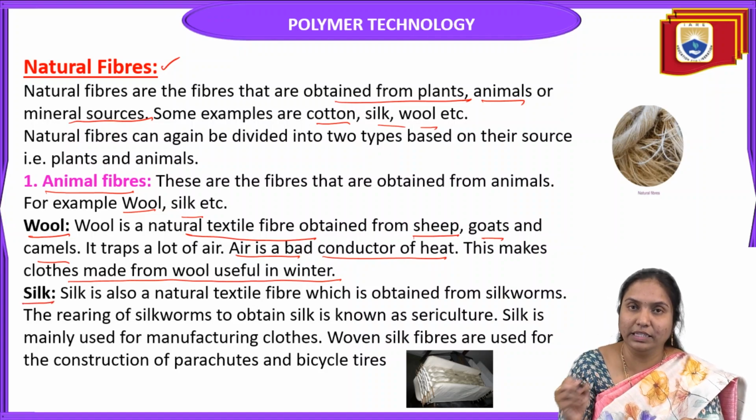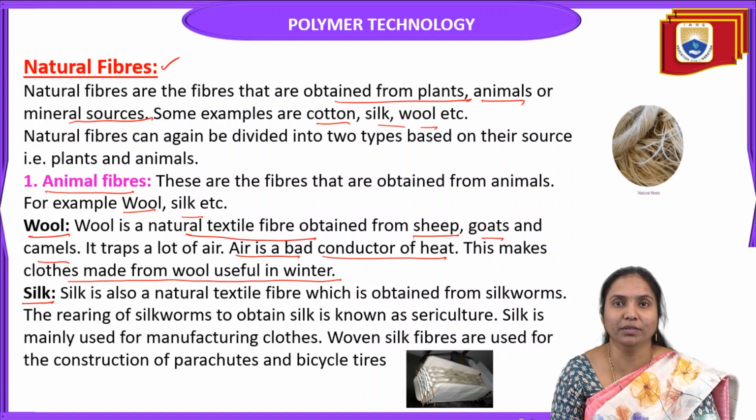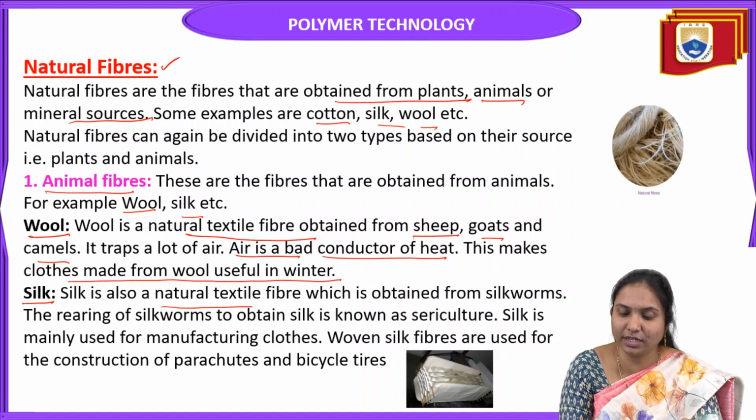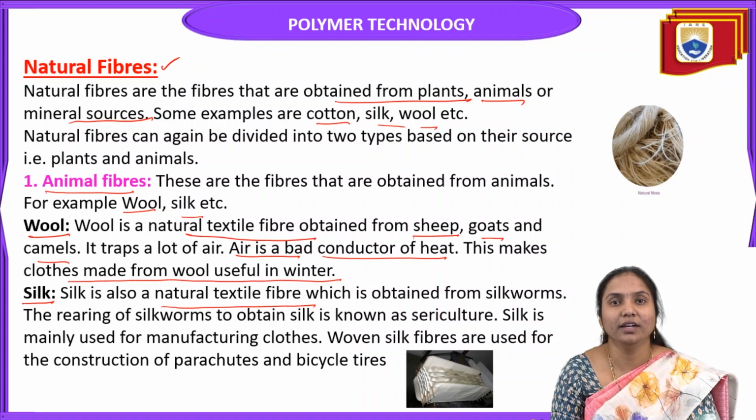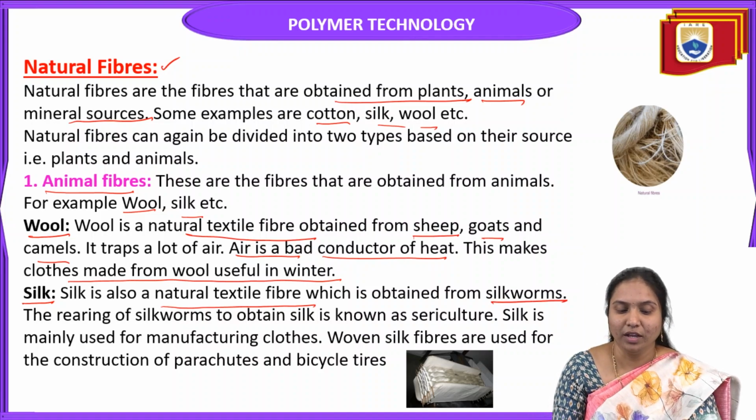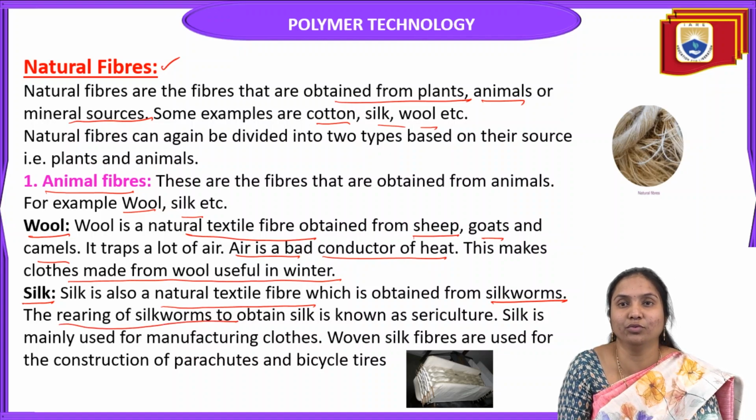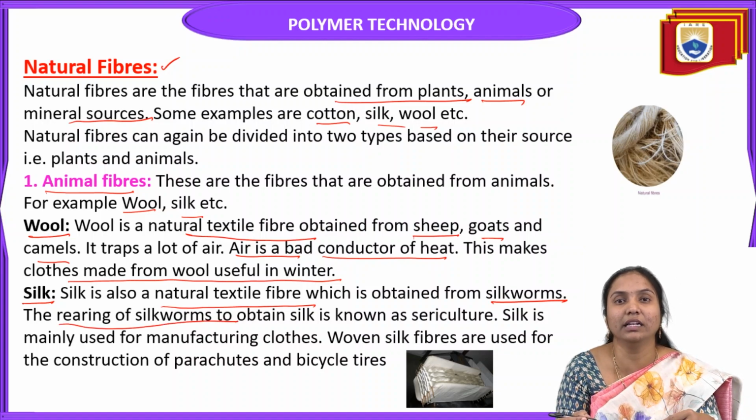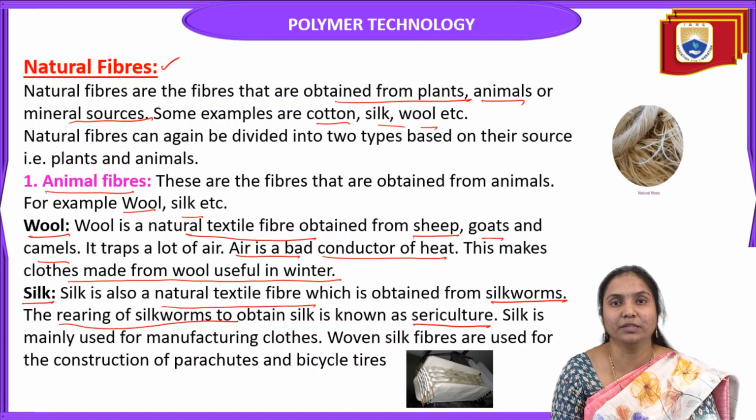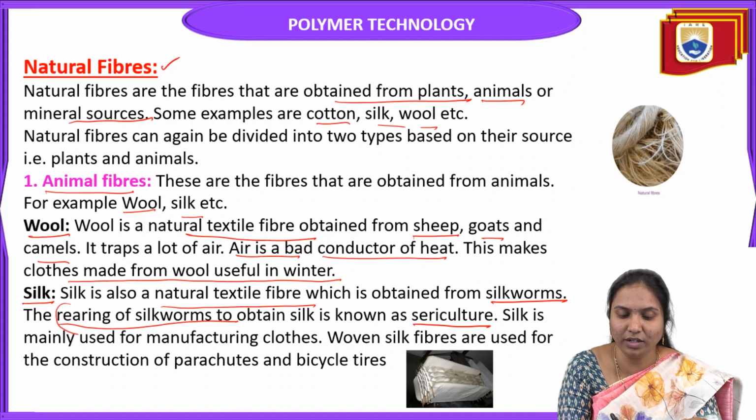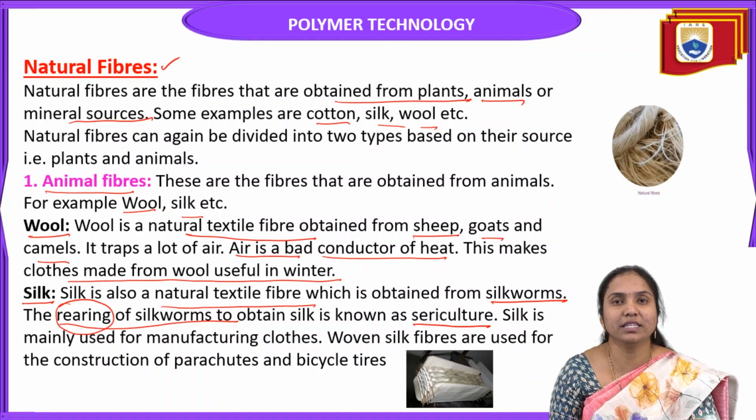So next one is silk, the best example of an animal fiber. Silk is also a natural textile fiber which is obtained from silkworms. The rearing of silkworms to obtain silk, that means collecting silk from silkworms, is called sericulture.